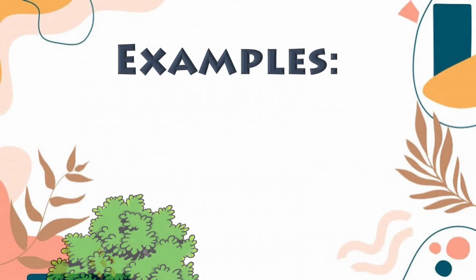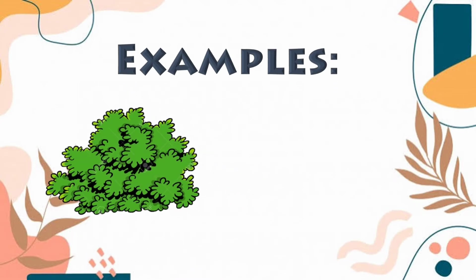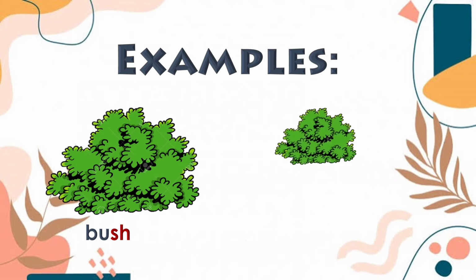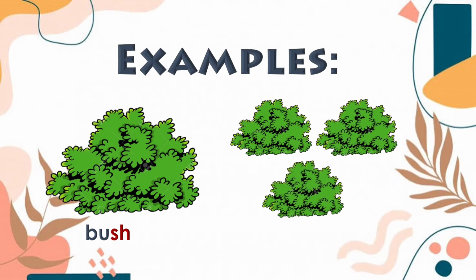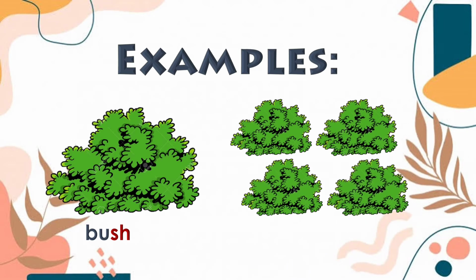Another example, we have here a count noun, bush, and it ends with letter S and letter H. And in order to form its plural, so let us count. We have 1, 2, 3, and 4, meaning to say we have more than one bush. And so, we need to add es to make it plural, and it became bushes.